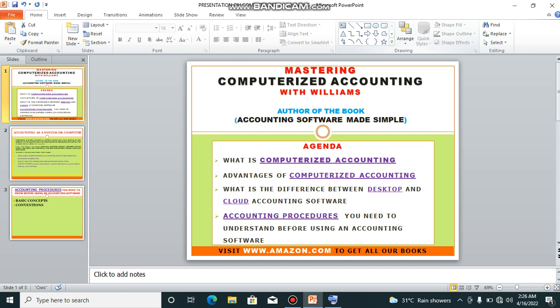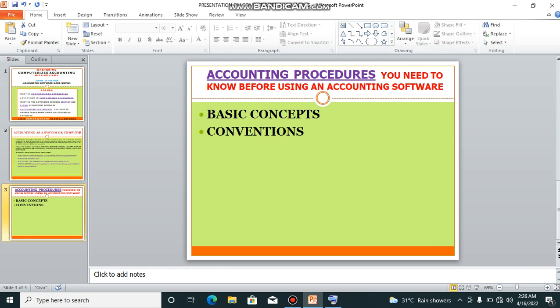So quickly, lastly, we'll be looking at accounting procedures that you need to understand before using an accounting software. Take note, please, those of you who did not study accounting, this is very important. Okay, now on accounting procedures, please let me check, I'm recording this class also for you. Okay, good. So for accounting procedures, it's important you get to understand some accounting concepts. So when you are using these applications, you will not get confused.